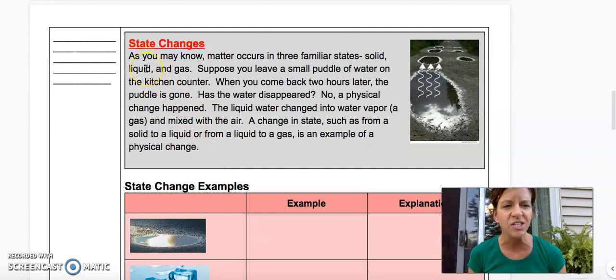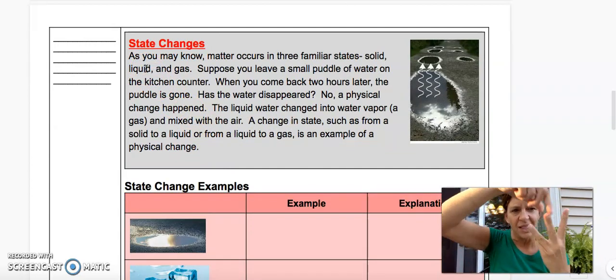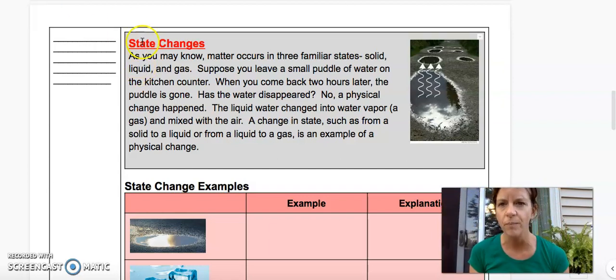Those are called state changes. There are 3 states, right? Solids, liquids, and gases. Let's read our textbook. As you may know, matter occurs in 3 familiar states. Just said that. Solid, liquid, and gas. Suppose you leave a small puddle of water on the kitchen counter. When you come back 2 hours later, the puddle is gone.